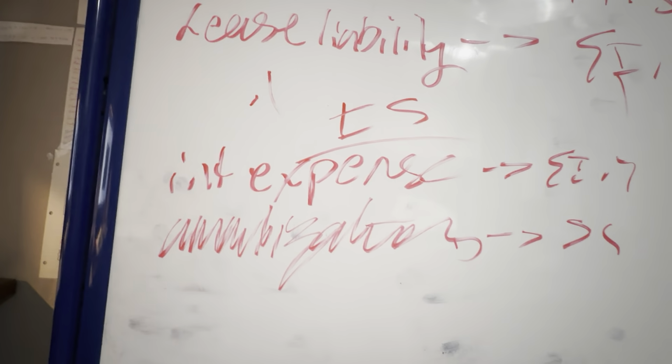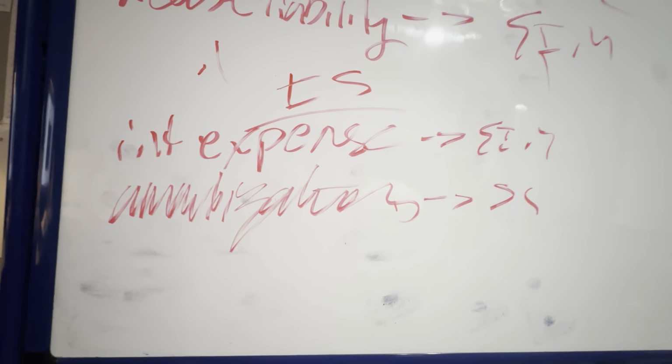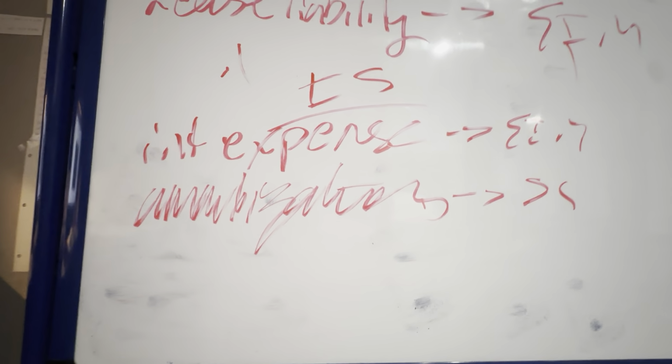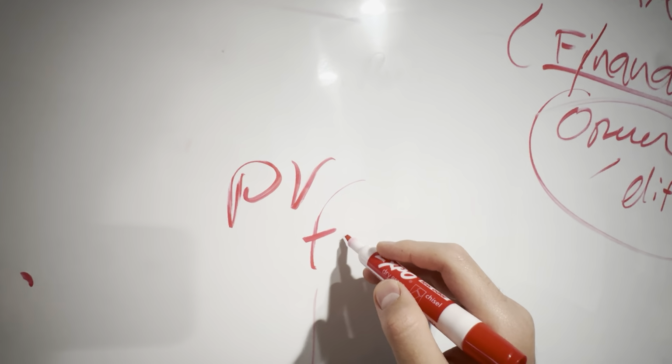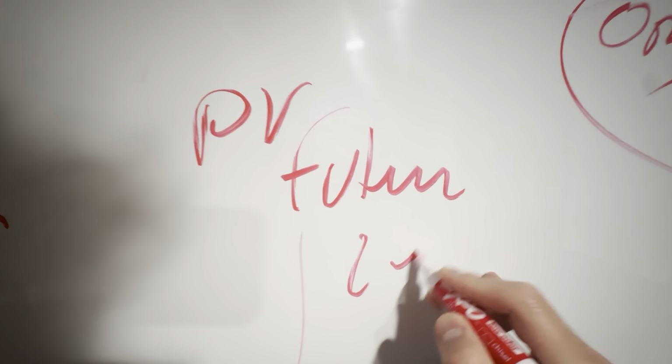We should also probably talk about what you're amortizing. You're amortizing the ROU asset, but what is the value of the ROU asset? The value of the ROU asset and the lease liability is the present value of the future lease payments. So that's pretty easy. That's just the present value calculation.